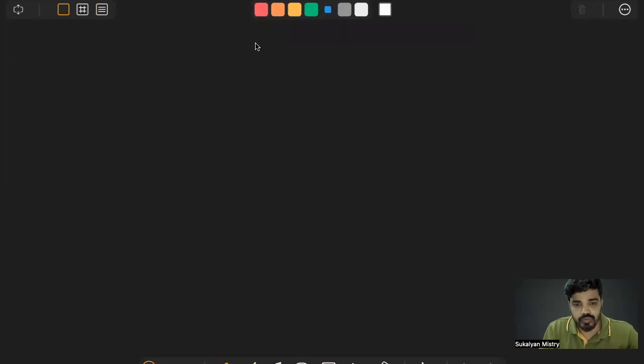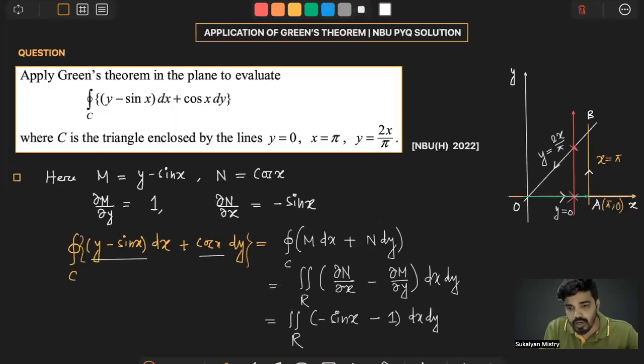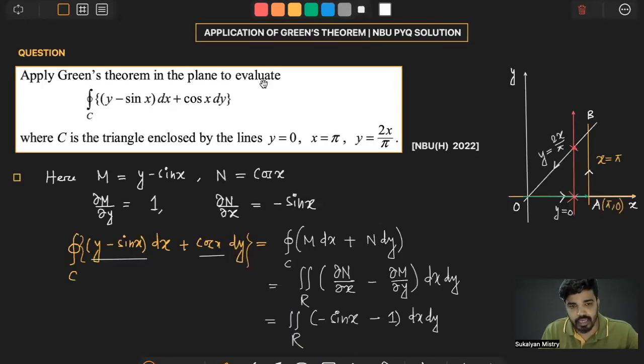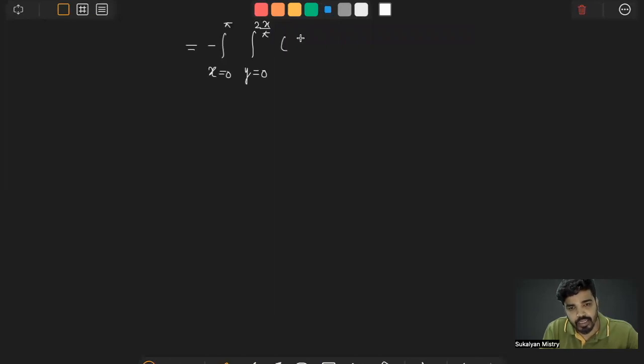So that equals the integration, x varies from 0 to pi, y varies from 0 to 2x by pi, taking the minus sign common, so minus, sin x plus 1 dx dy. So first I will integrate with respect to y, then x, because the x limit is a constant limit and the y limit is a variable limit. So first you have to integrate with respect to the variable limit, then the constant limit.